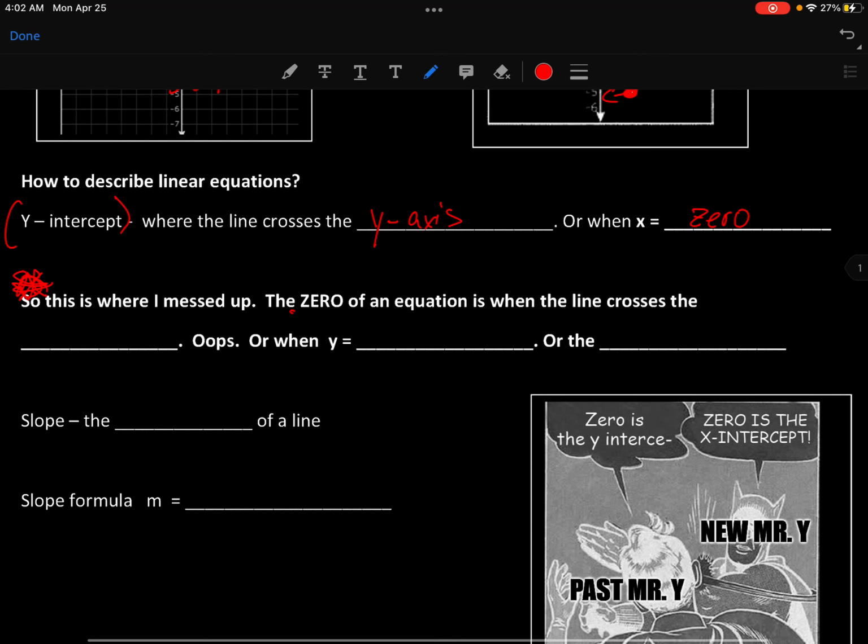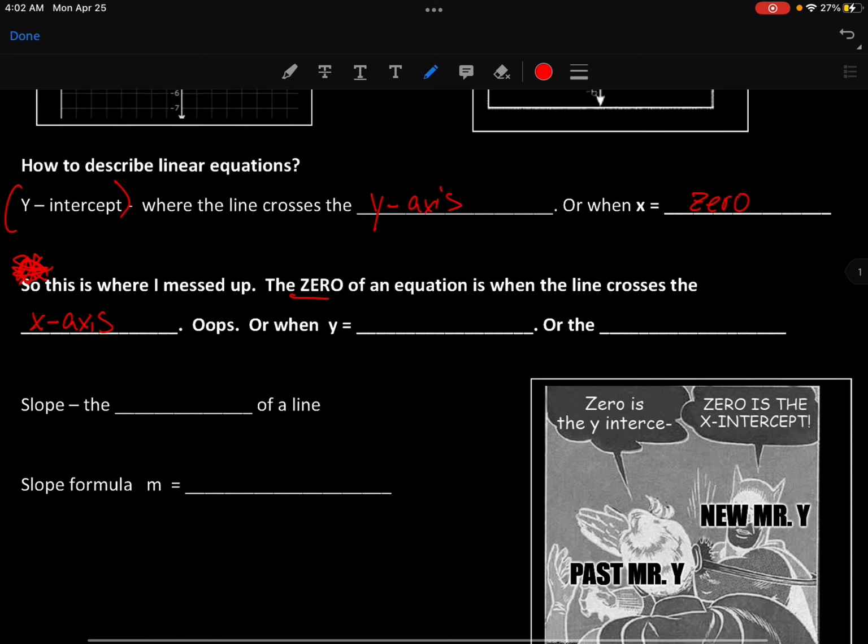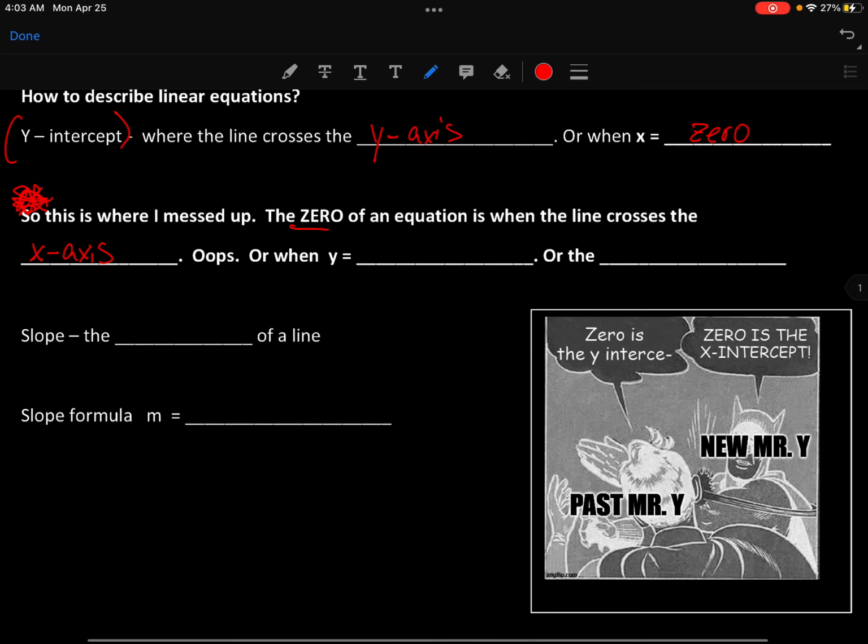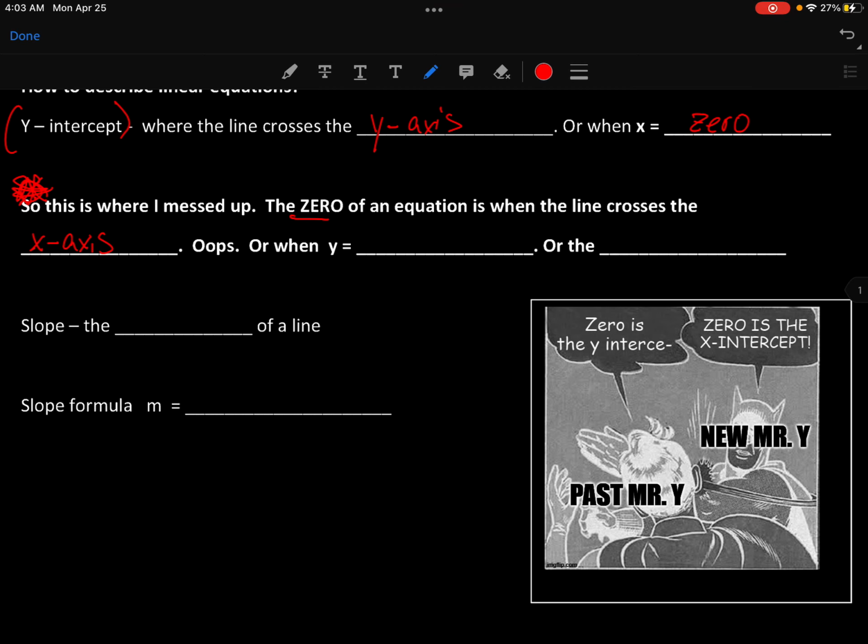The zero of an equation is when the line crosses the x-axis. I told you before it was the y-axis. I'm sorry, that's my bad. So the zero of an equation is when the line crosses the x-axis, or when y is equal to 0, or it is the x-intercept. I made a meme about it. So past Mr. Y said the zero is the y-intercept, and you, Mr. Y, slapping the past Mr. Y, saying no, the zero is the x-intercept.